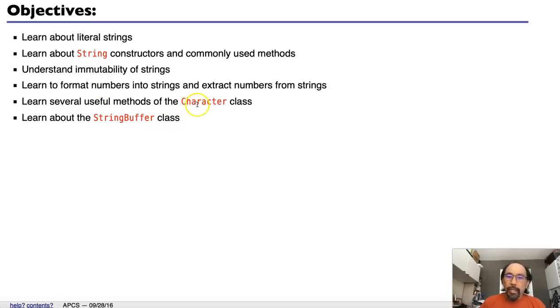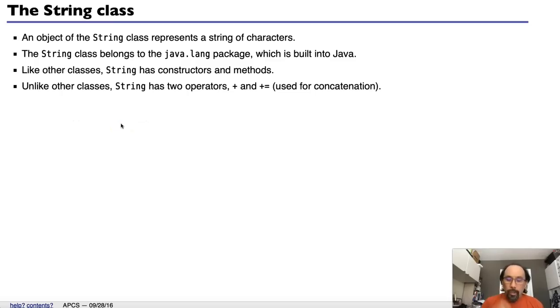And then we're also going to look at some useful methods within some other classes, the Character class as well as the StringBuffer class, which we'll really briefly cover today. Okay, we're going to spend most of the time on the String class here. The String class is a class that creates an object that contains a sequence or a string of characters, primitive data characters. Now the String class belongs to the Java language package, and therefore we don't need to import any special library in order to use it.